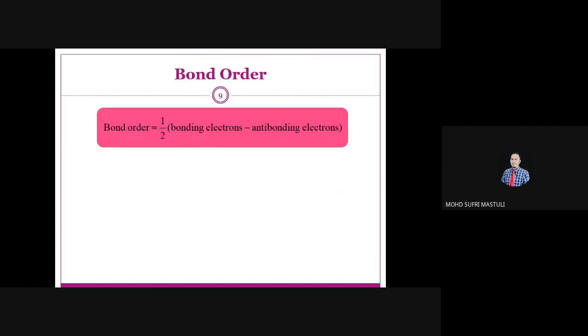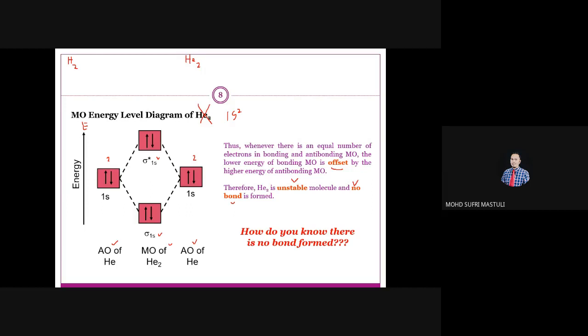One way is to calculate the bond order. This is the formula of bond order: bond order is half multiplied by the bonding electrons minus the anti-bonding electrons. Only molecular orbital theory can tell how many bonding electrons and how many anti-bonding electrons there are. So going back here, how do we prove there is no bond formed? We have to calculate the bond order. As we know, bond order is half.